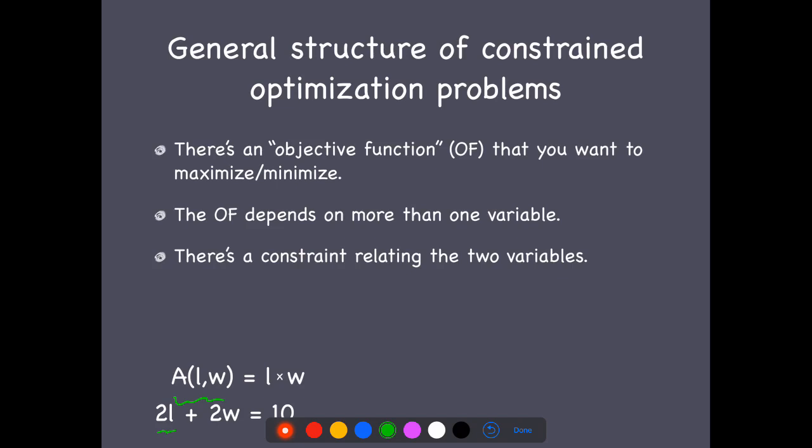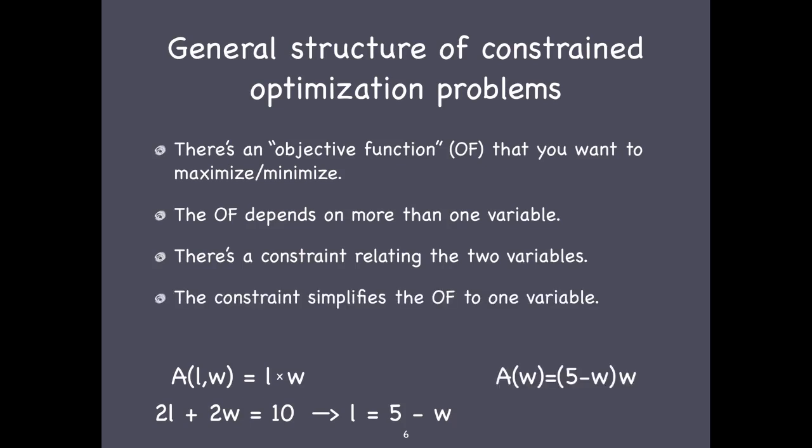And it lets us solve for one of these variables in terms of the other. And so I've chosen, sort of arbitrarily, and it doesn't really matter, you get the same problem either way, I've chosen to solve for L, so the length will have to be 5 minus W. And I substitute that value of L into the equation. That's where I got my A of W is 5 minus W times W.